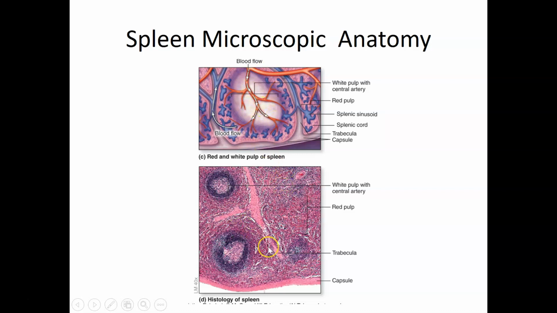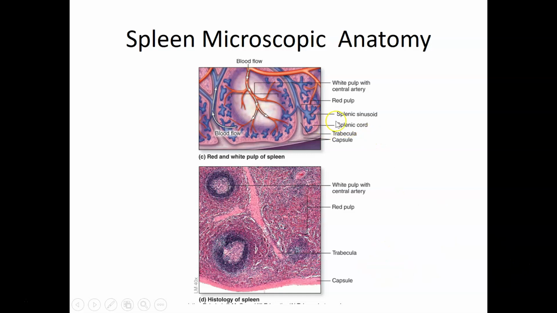Okay, here you can see the trabeculae that are sectoring off one of these structures: white pulp surrounded by red pulp. You can't really see the blood vessels, but that's the actual structure.